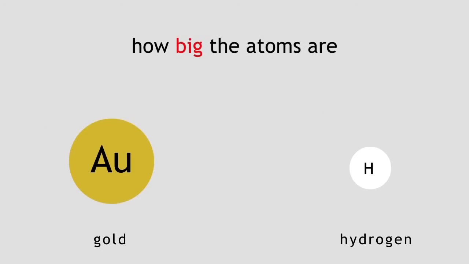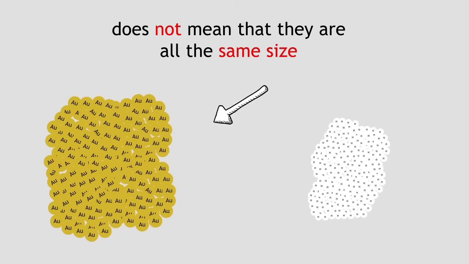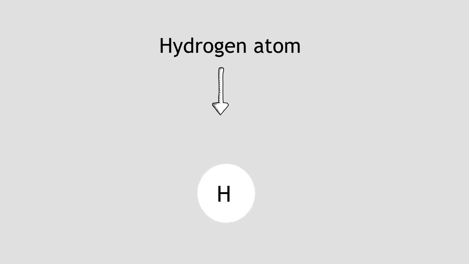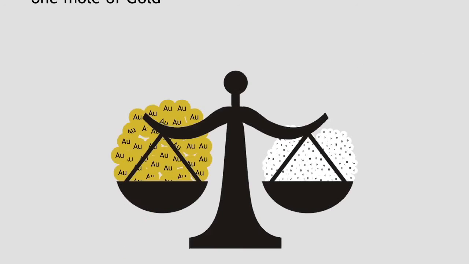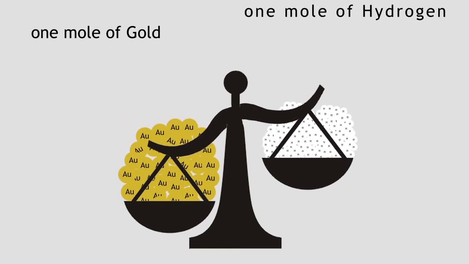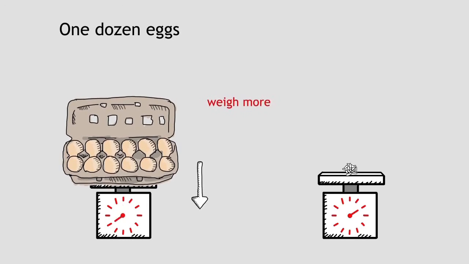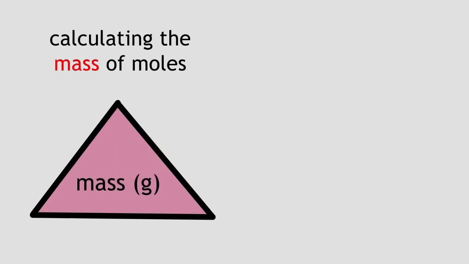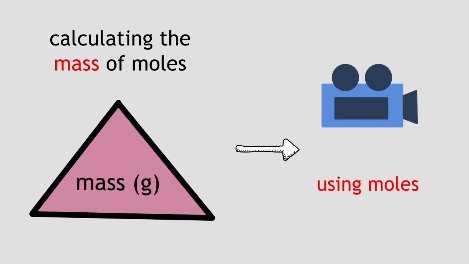Well, this just depends on how big your atoms are. Just because we've the same number of atoms in 1 mole, it does not mean that they are all the same size. For example, you're probably aware that a hydrogen atom is much smaller than a heavy gold atom. So 1 mole of gold will weigh much more than 1 mole of hydrogen. Just in the same way that a dozen eggs would weigh more than 1 dozen grains of rice. We will look in more detail at calculating the mass of moles in our next video on using moles.